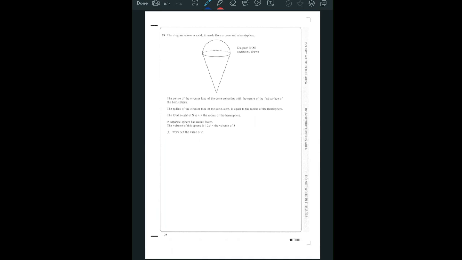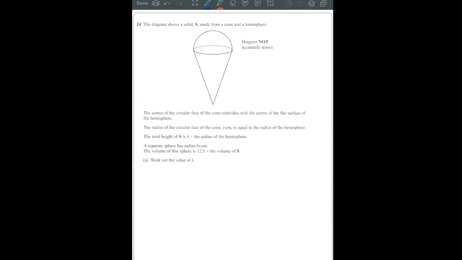Diagram shows a solid made from a cone and a hemisphere. The center of the circular face of the cone coincides with the center of the flat face of the hemisphere. Basically saying that that circle at the top is perfectly lined up. The radius of the circular face is x. So let's label that on the picture. The radius here is x. The total height of the solid, S, is 4 times the radius of the hemisphere. So the entire height is 4 times that radius, must be 4x.